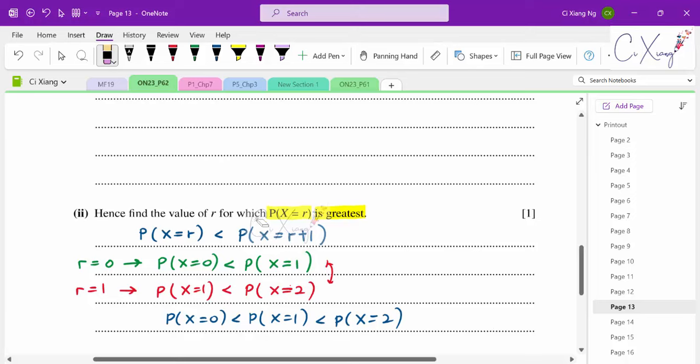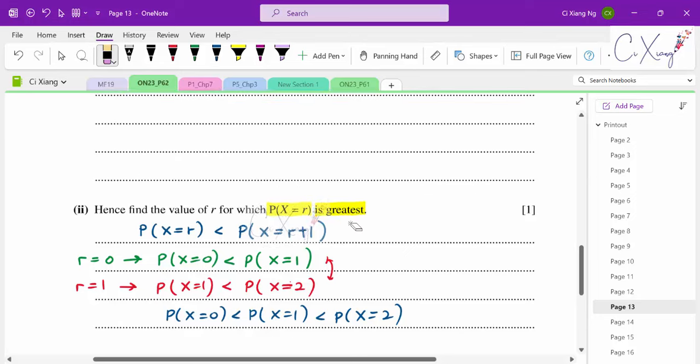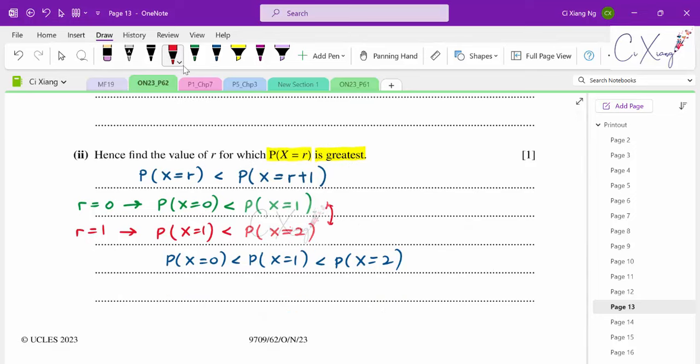So they are asking, which X = r has the greatest probability? They are interested in the value of r with the greatest probability. Therefore, r should be equal to 2. So this means the value of X = r is greater. Comparing directly here, r should be equal to 2.